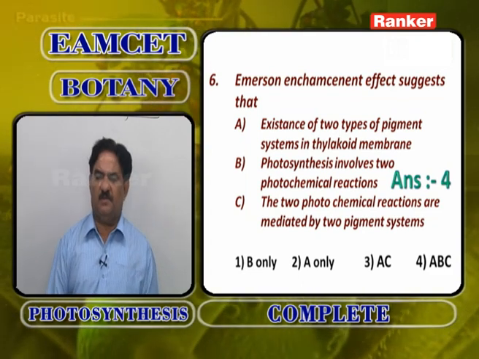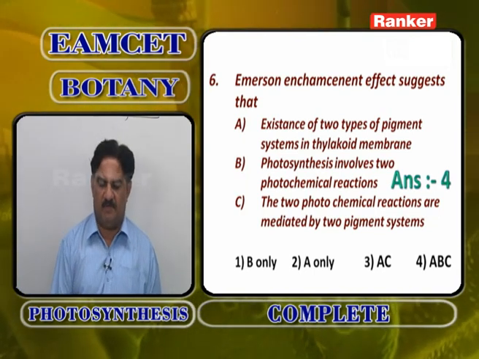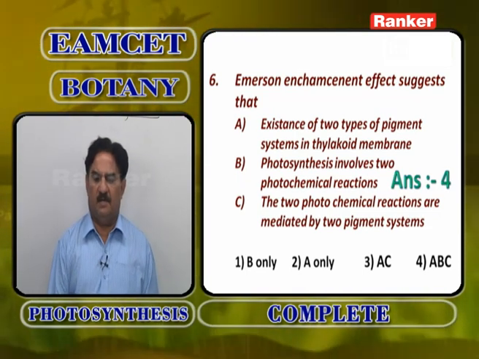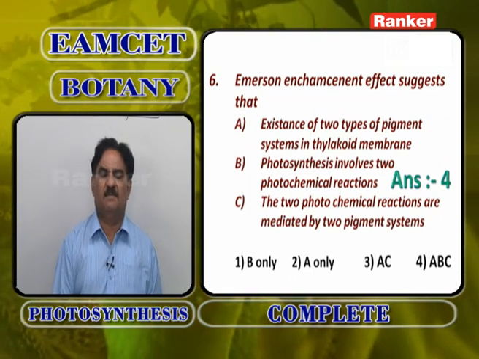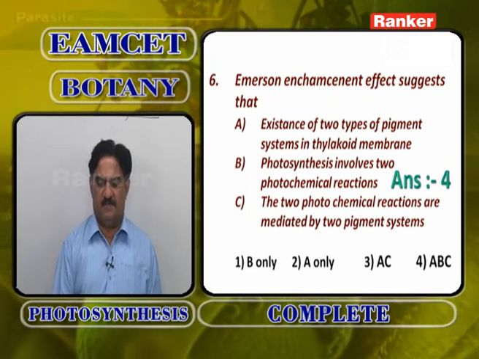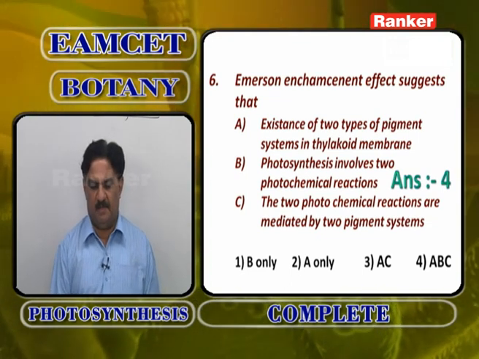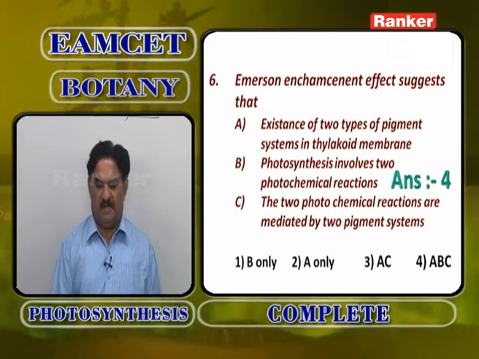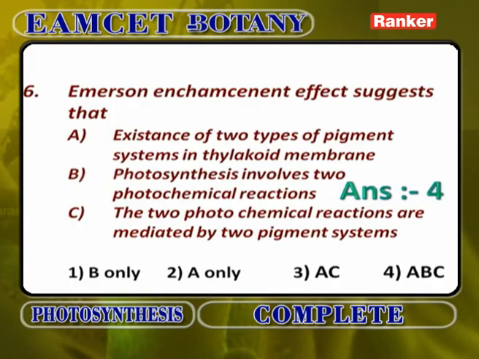Photosynthesis involves two photochemical reactions. Definitely photosynthesis involves two photochemical reactions, one from PS1 and one from PS2. The two photochemical reactions are mediated by two pigment systems. They are photosystem 1 and photosystem 2, or pigment system 1 and pigment system 2. So, Emerson enhancement effect suggests all the three: existence of two types of pigment systems in thylakoid membrane; photosynthesis involves two photochemical reactions, correct; the two photochemical reactions are mediated by two pigment systems, correct. So, the answer is A, B, C, fourth option.